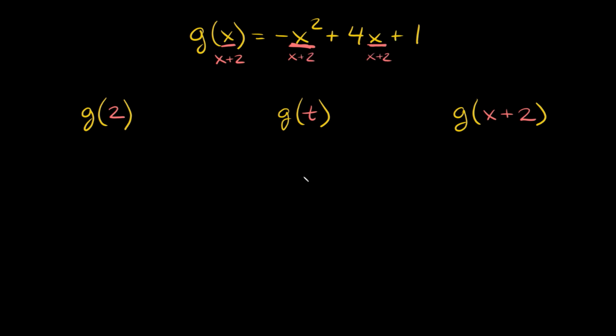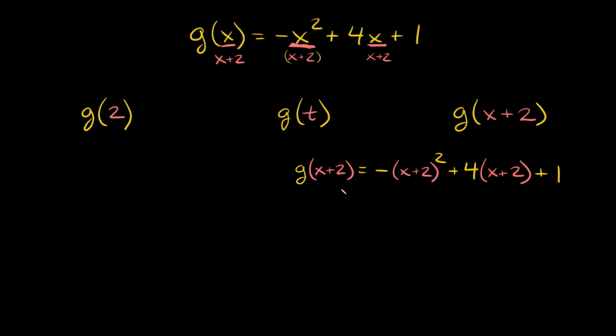So here we're going to say, and I'm going to move it over here a little bit to give us some room, g of x plus 2 is going to be equal to negative, and then instead of x squared, we're going to have x plus 2 squared. Then plus 4 times x, but instead of x, we're going to put an x plus 2. And then lastly, we have our plus 1.